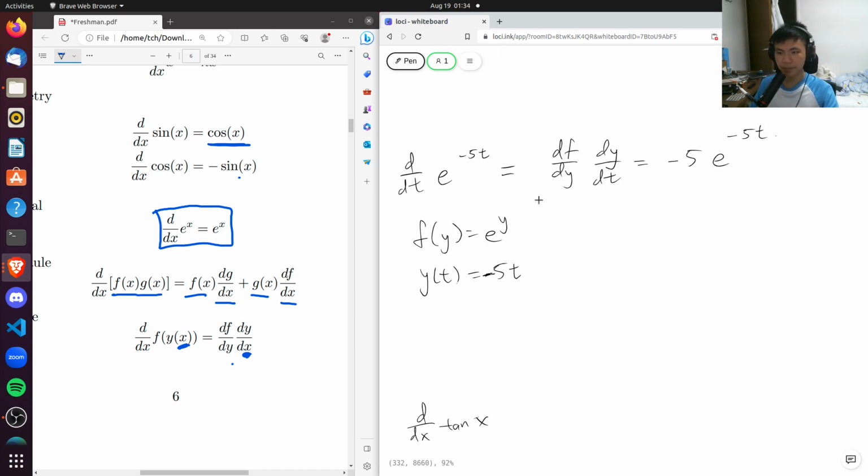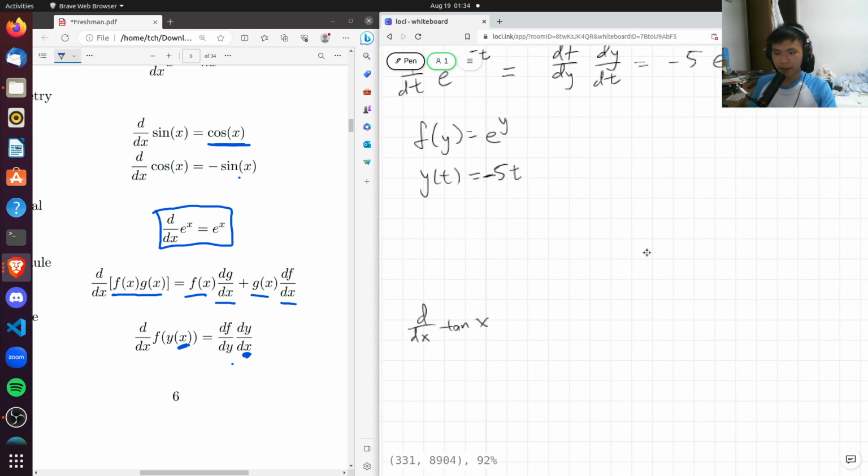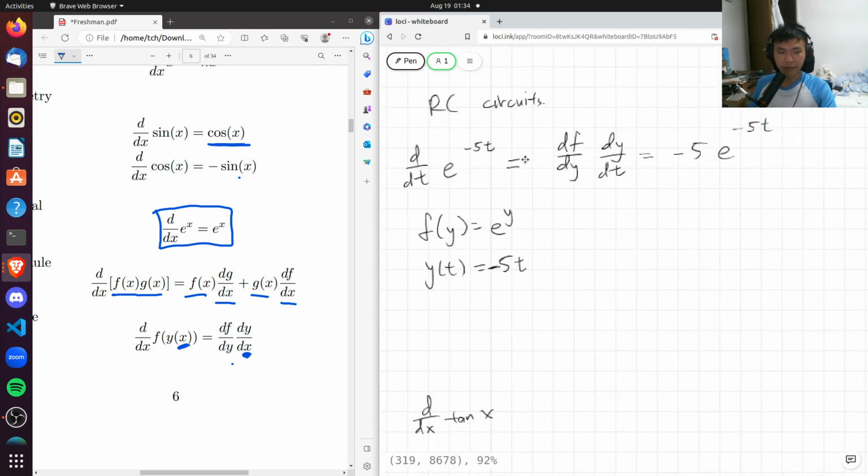The derivative of this type of function appears in things like RC circuits, resistor-capacitor circuits, which appear in SJPO. It also appears in things like natural decay, when we talk about nuclear physics.